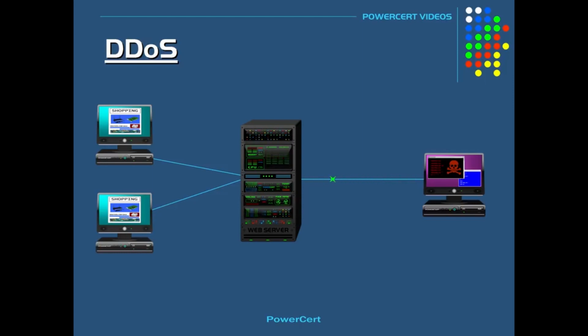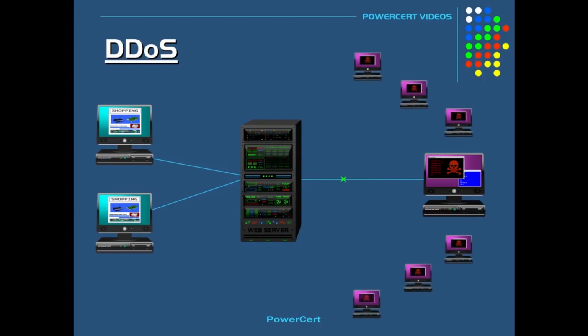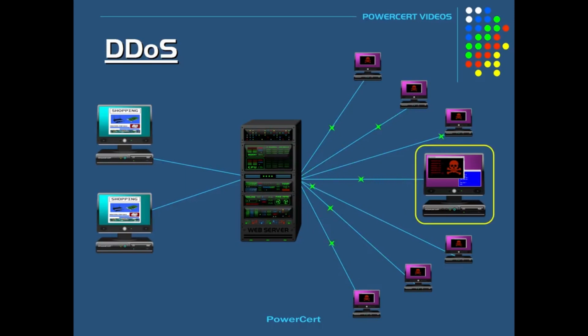However, the problem is that what if an attack comes from multiple sources simultaneously? And that is what a DDoS is. A DDoS is an attack from multiple sources all at once. So this computer here, who is the ringleader, can communicate with other computers around the world and coordinate an attack on this server. So now, instead of an attack coming from a single source, the server now has to deal with an attack from multiple sources.